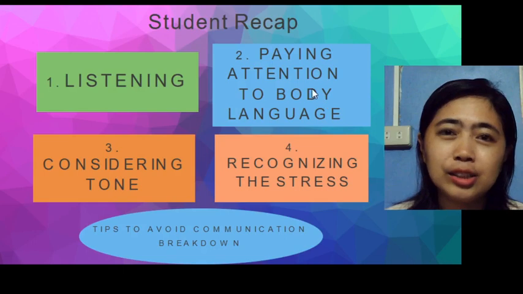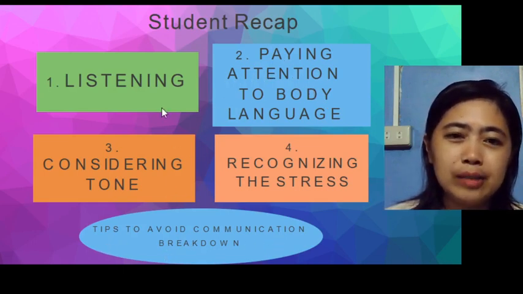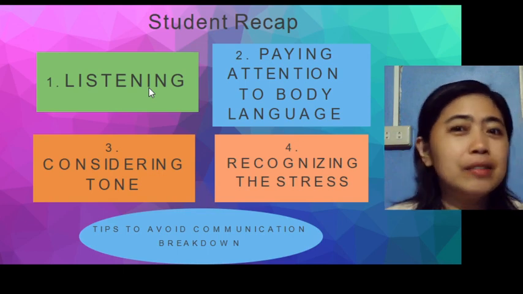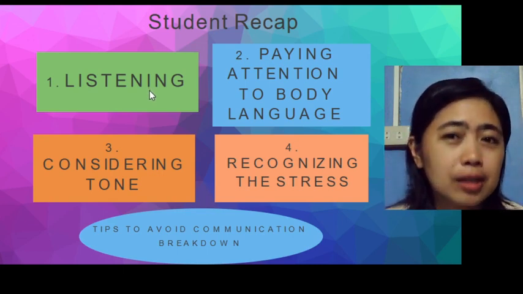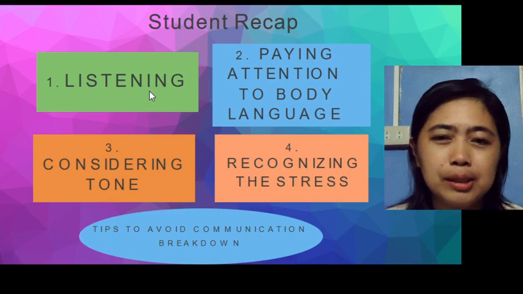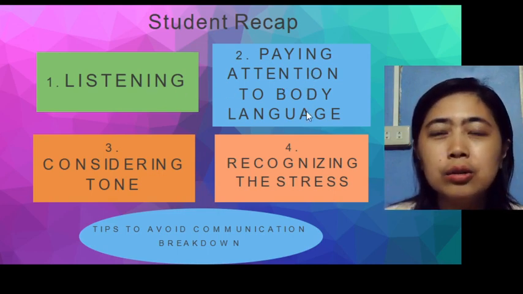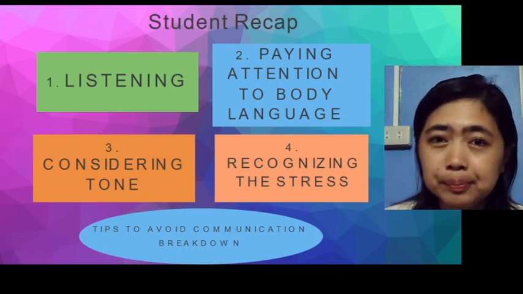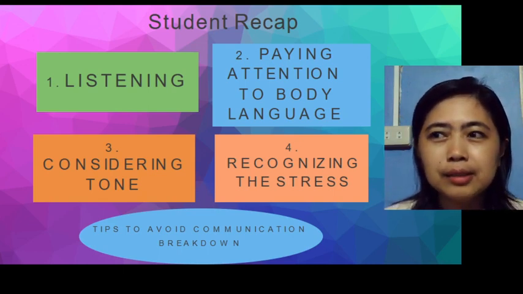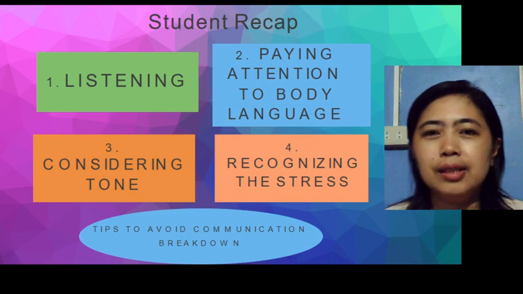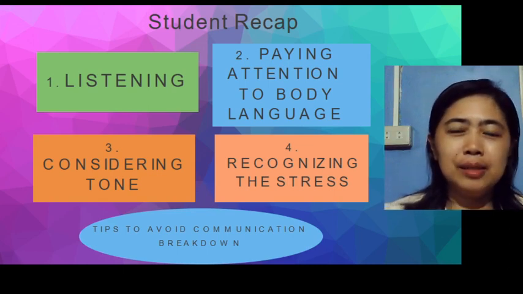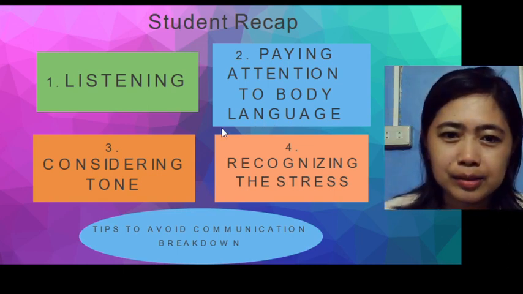So again, let's try to have a recap. Tips to avoid communication breakdown. So we have listening, 70% listening, 30% talking for the receiver of the message. Next is paying attention to body language. No crossed arms, no nonverbal cues like yawning. It signifies not being interested in the conversation.